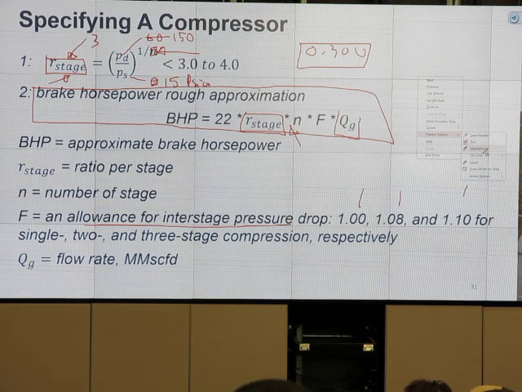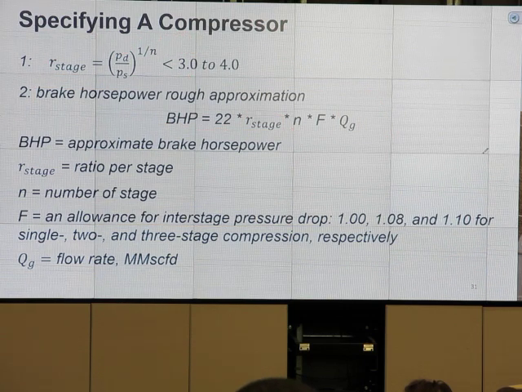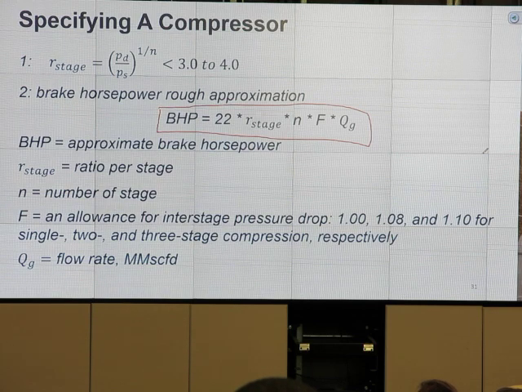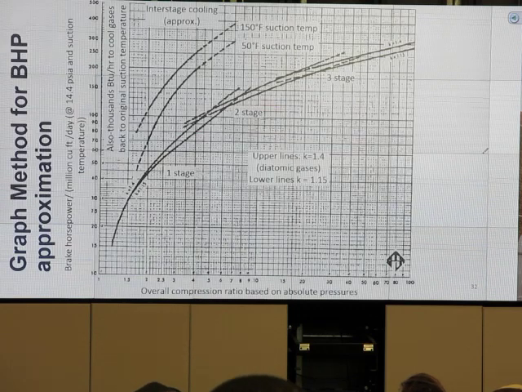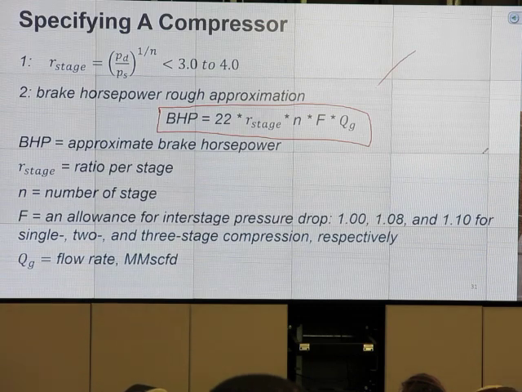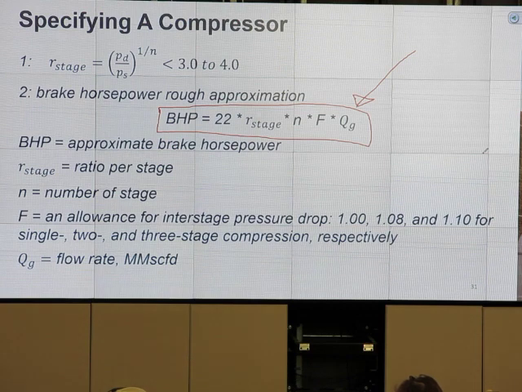Different equations give you different values. This one gives you a quick approximation. I did not give this equation on the exam, so you don't use it. You use the isentropic horsepower. I asked you to calculate that. When you do this, the quick way is to use the chart and use this equation. This equation is fine. Is it going to be very accurate? No, but it gives me order of magnitude.